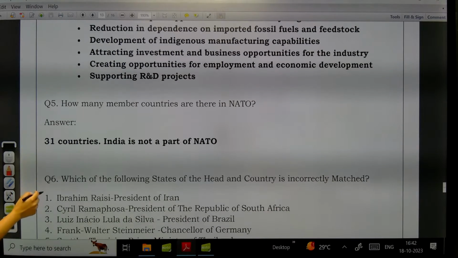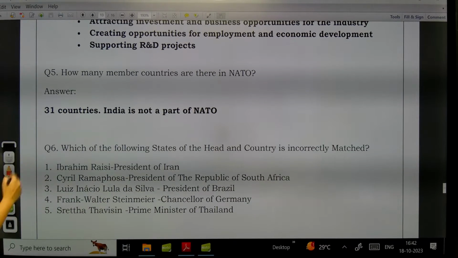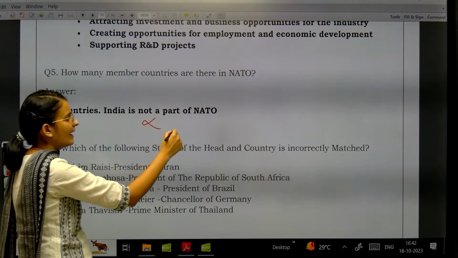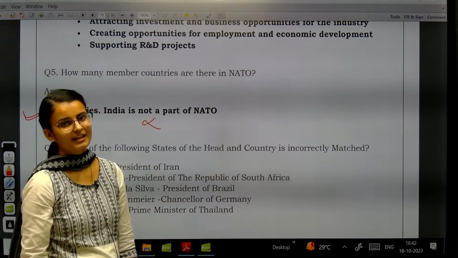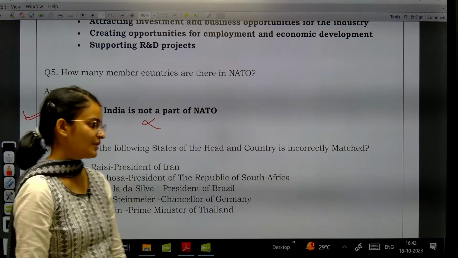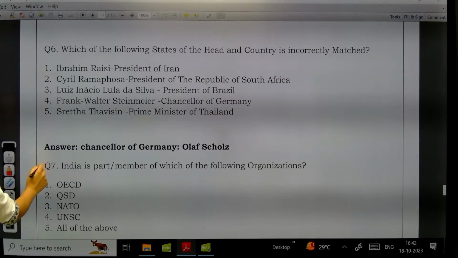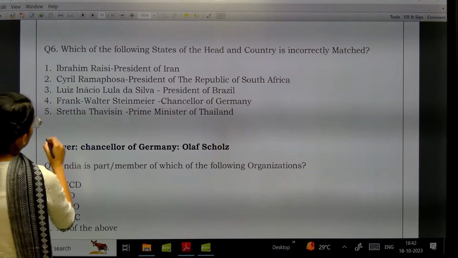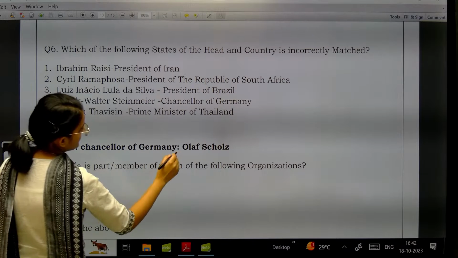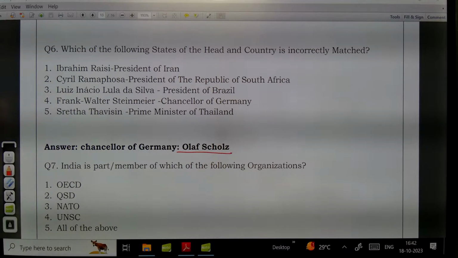How many countries are there in NATO? 31. And India is not part of NATO. And this question was also there in the exam, right? Which among the following organization India is not part of? The answer was NATO. The correct answer of this, that Chancellor of Germany is Olaf Scholz and not Frank Walter. Okay.